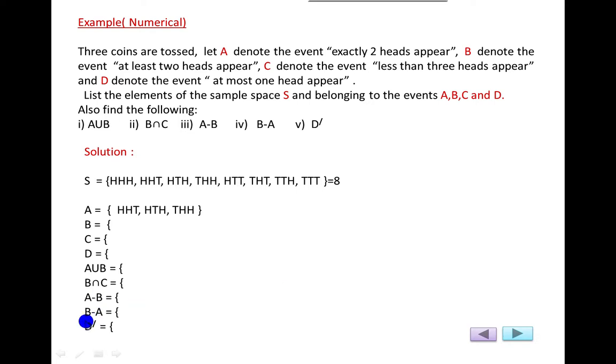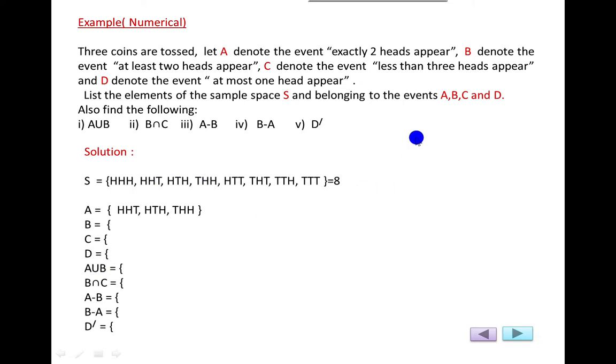And A minus B is not equal to B minus A. In this, we will subtract B from A. In this, subtract A from B. D complement means subtract from S. In mathematics, we use the universal set. Complement means subtract from U, U minus A is the complement. The same way, D complement will be the members of D subtracted from S.